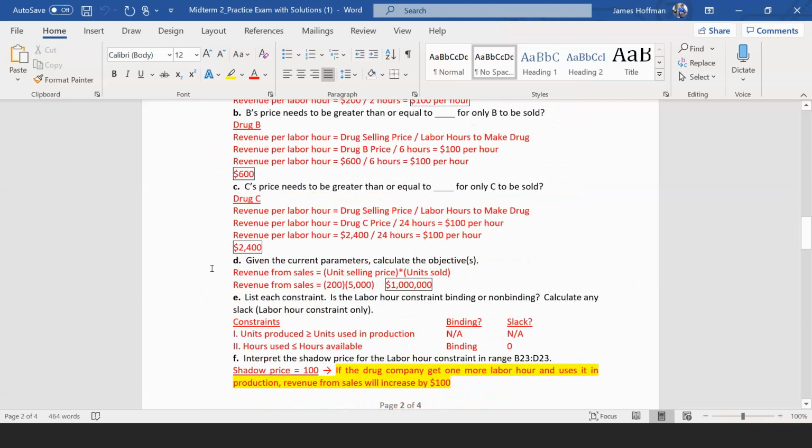Okay, and then calculate any slack for the labor hour constraint only. And the labor hour constraint is binding, like we just said. The company used the whole 10,000. And if it's binding, there can't be any slack because the slack is the difference between the right side and the left side of the constraint. So the labor hour constraint is binding, which automatically means there's no slack.